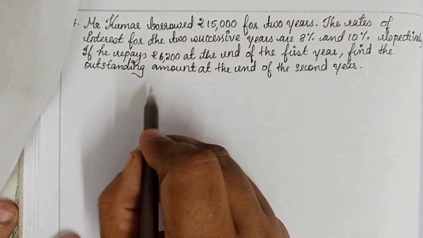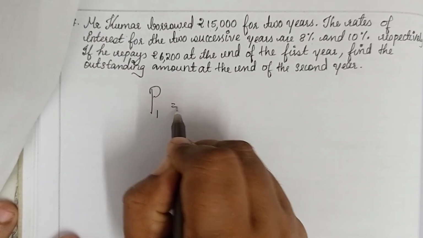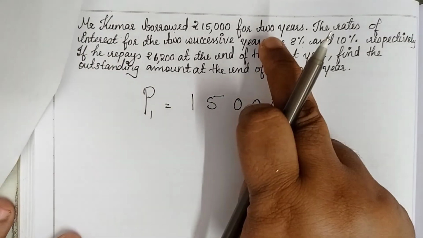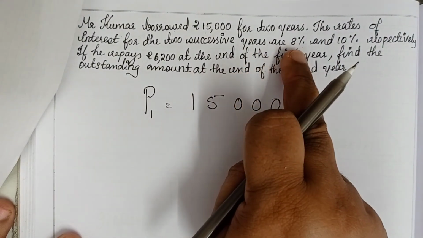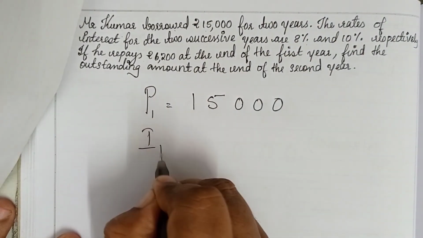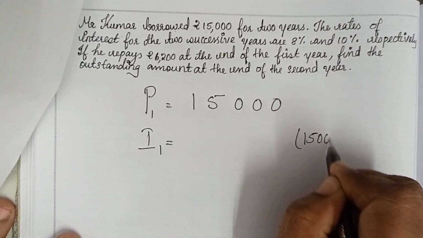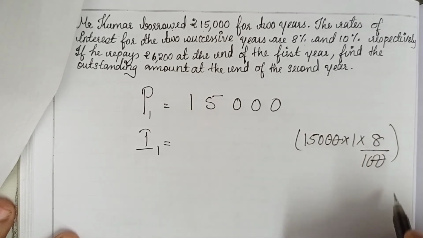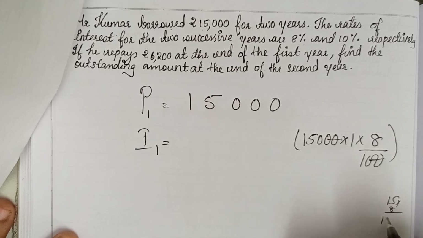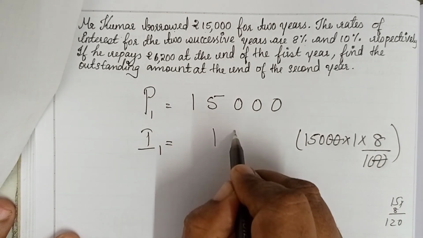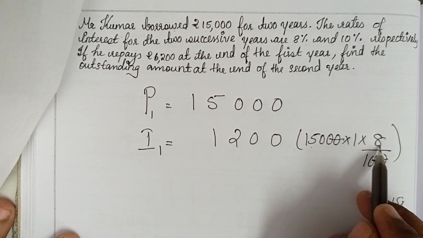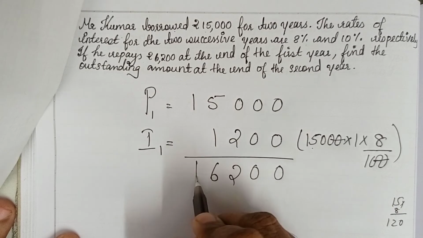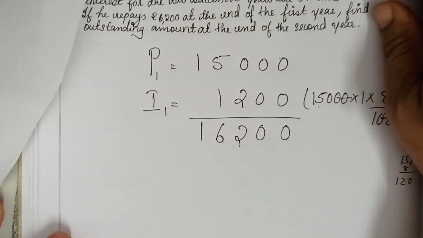Mr. Kumar borrowed rupees 15,000, which means P1 is equal to 15,000. Okay, students? For 2 years, the rates are 8% and 10%. Therefore, I1 is 15,000 into 1 into 8 by 100. Say the answer. 15 into 8 is 120, plus one more 0, so 1200. Agree?